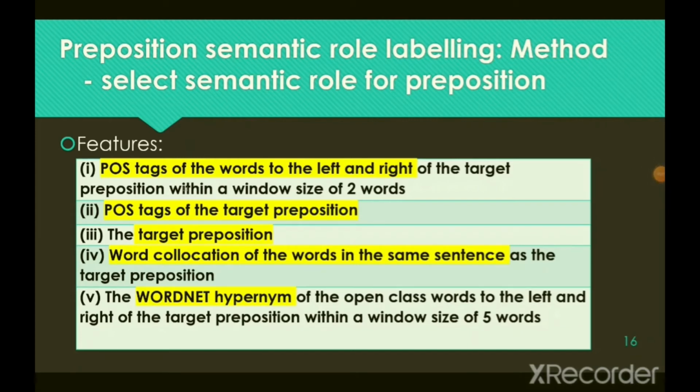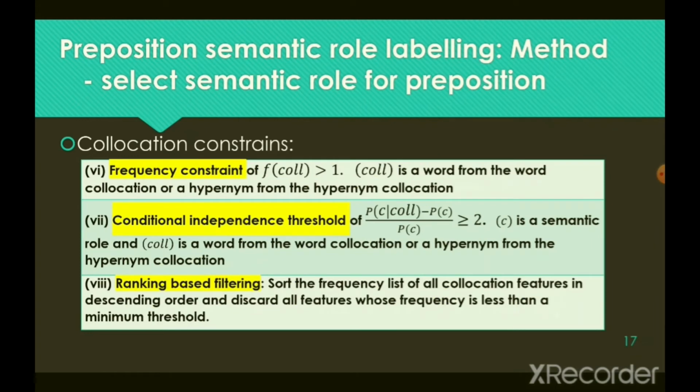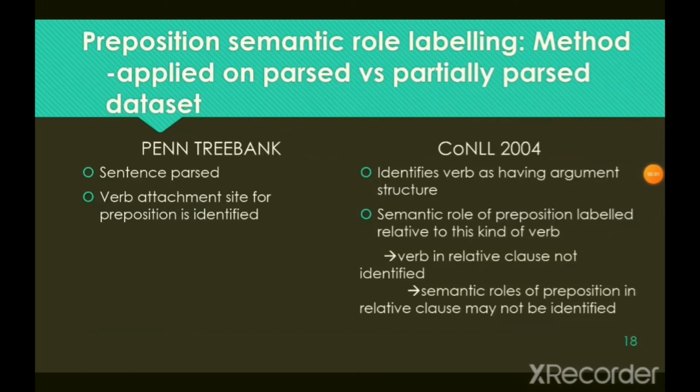Because the number of word collocations can be huge, there are some collocation constraints applied on the features. After the labeling machines are trained on Penn Treebank, which is parsed, it is used to apply onto a partially parsed dataset.